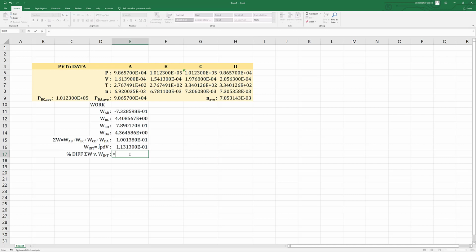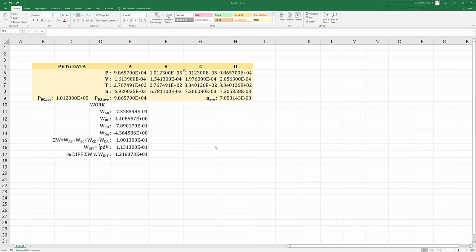You can enter equals 200 times one of the values minus the other value, close parenthesis, divided by left parenthesis, one of the values plus the other value, close parenthesis. And if we want to use absolute value because we just care about the magnitude, we really don't care if it's plus or minus, you can just add ABS parenthesis and then close the parenthesis. There. We should all have 1.218373 E plus 01 precisely.